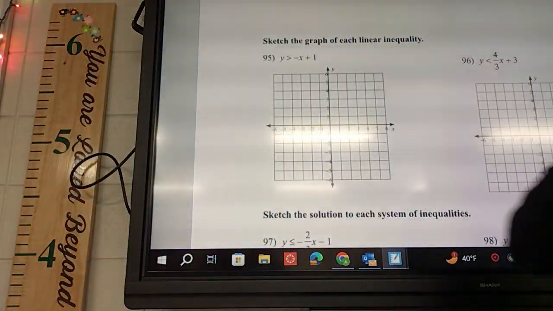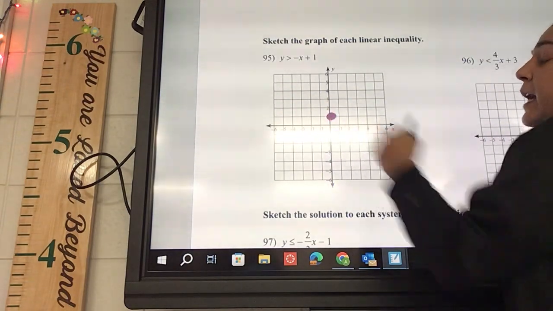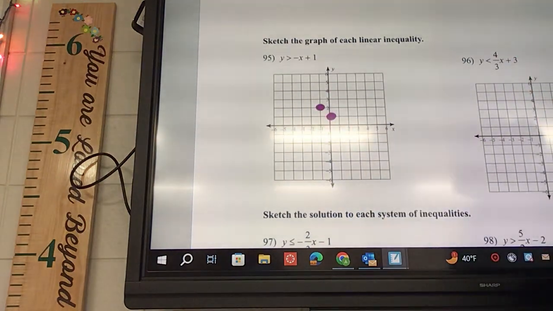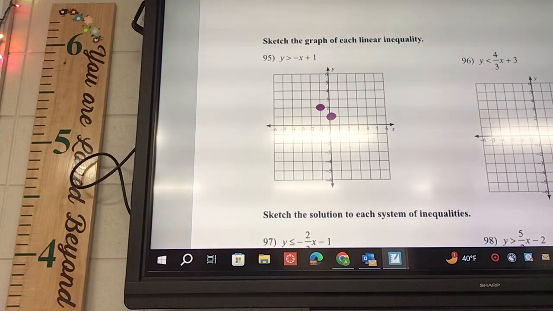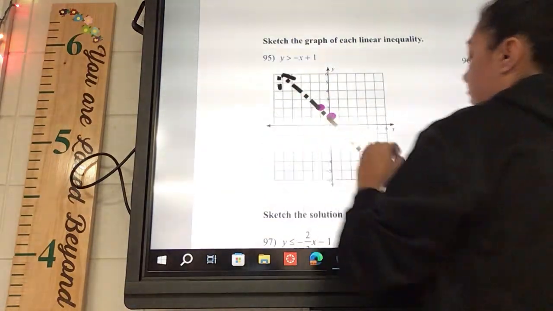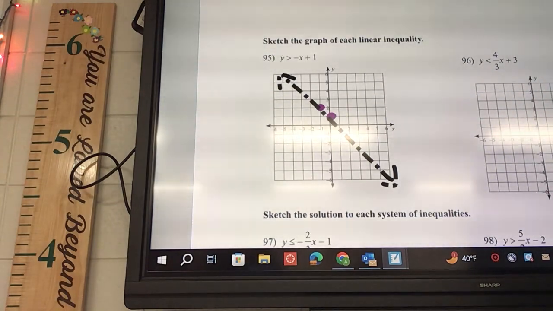Okay, 95, my graph is going to start at 1. Okay, and I have a slope of -1, so we're going to go up 1 and over 1. Okay, should that be a solid or a dotted line? It should be a dotted line. Okay, and if you don't remember, it's okay, because you have notes that we made. Is that going to be shaded above or below? Above.